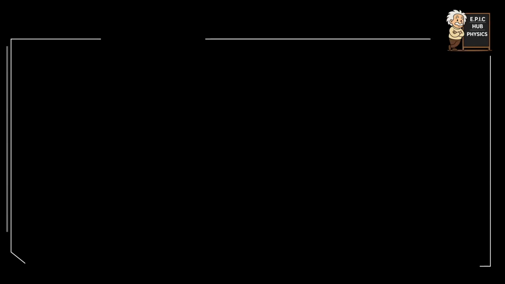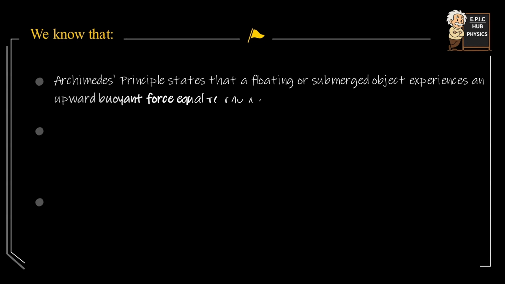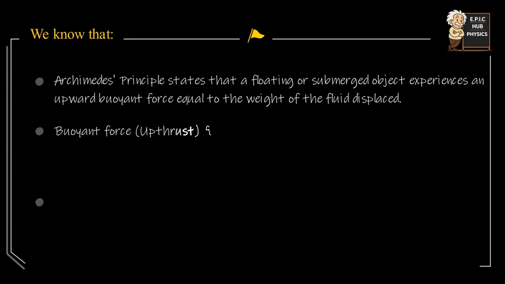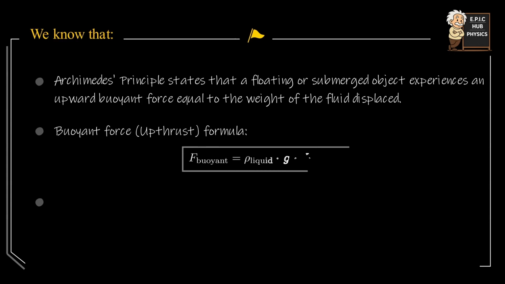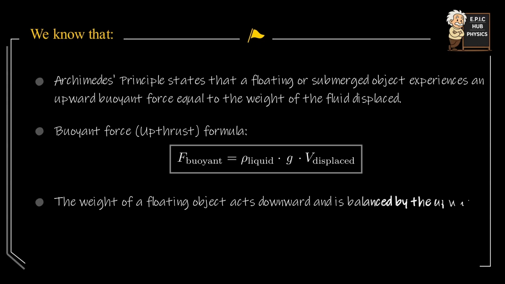This question tests our understanding of buoyancy, Archimedes' principle, and the principle of flotation. So, what do we know? Archimedes' principle states that a floating or submerged object experiences an upward buoyant force equal to the weight of the fluid displaced. We also know that this buoyant force, sometimes called the upthrust, can be calculated using the formula: buoyant force equals density of the liquid multiplied by g multiplied by the volume of liquid displaced. Finally, for a floating object in equilibrium, the downward weight of the object is balanced by the upward buoyant force.